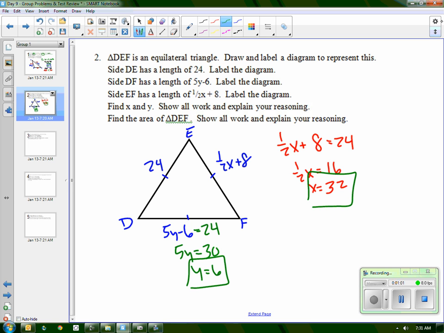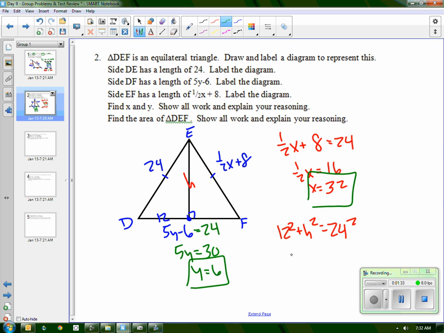Okay, area. Well, let's see. Area requires base times height, so I need a perpendicular. So let's see. I'm going to drop an altitude, and I know when it's an equilateral triangle, an altitude is also a median. So I can say if this guy's 24, the whole bottom, the base here is 24, each of these has to be 12. Now I have to use the Pythagorean theorem to figure out this height. So I got 12 squared plus, let's see, which one's my hypotenuse? This is the hypotenuse, so 12 squared plus h squared equals 24 squared.